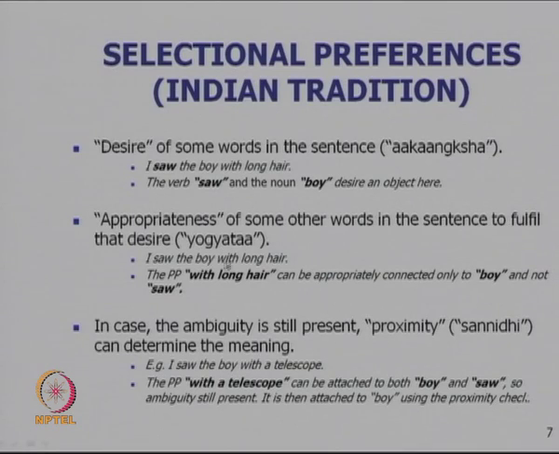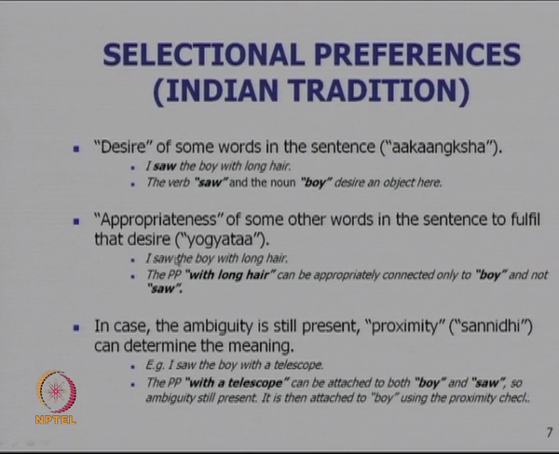Now, we come to the notion of yogyata, or appropriateness of some words in the sentence to fulfill the desire. So, there are desire words, and then there are other words that can fulfill that desire. Those are called yogyata words, and those words must have the capability to fulfill that desire. So, I saw the boy with long hair. With long hair can be appropriately connected only to boy and not to see. That is because long hair cannot be an instrument of seeing. It does not have that yogyata, or capability, to be an instrument for seeing.